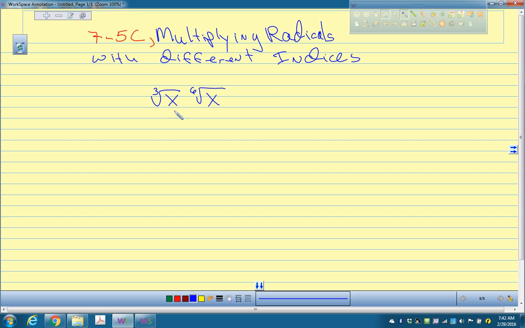Okay? What you do is you rewrite this in exponential form. How could I rewrite the cube root of x? X to the what power? The 1/3. How can I rewrite the 6th root of x? X to the 1/6. Now when I multiply variables with the same base, what do I do with those exponents? Add them, right? But the problem is that they have a different denominator, so I need to find a common denominator.